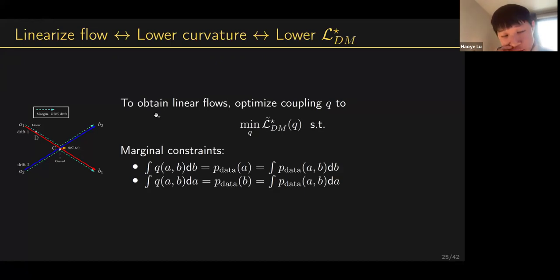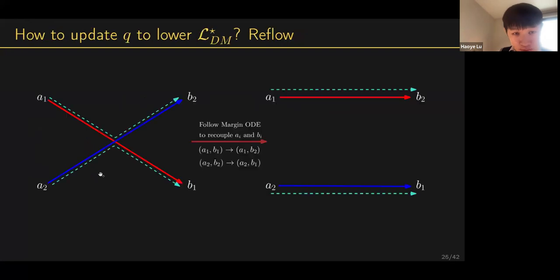As a result, to obtain linear flows, we try to optimize the coupling Q to optimize this objective. But of course, at the same time, we need to satisfy some marginal constraints. In particular, we want the marginalization over B of Q to match the marginal of the data distribution, and the same thing when we do the marginalization over A. This is because we want to always end with some sample of the data distribution when t equals 0 and when t equals 1. So the question now becomes how to update Q to lower the curvature.